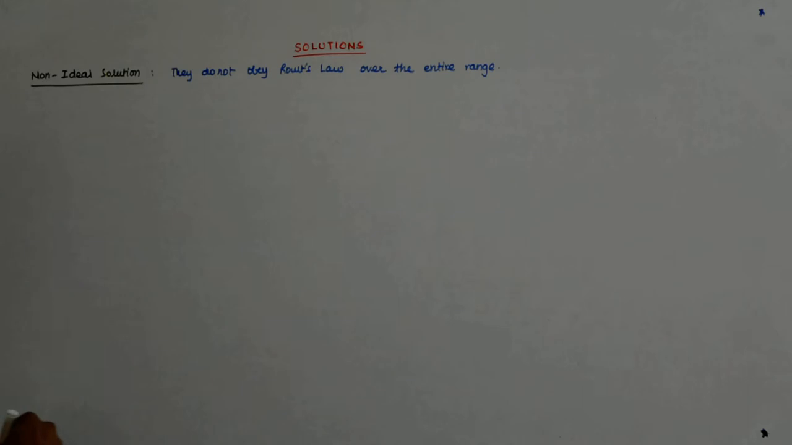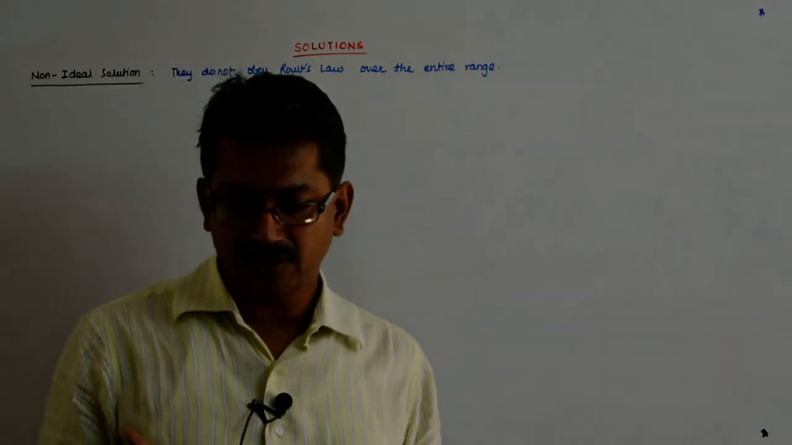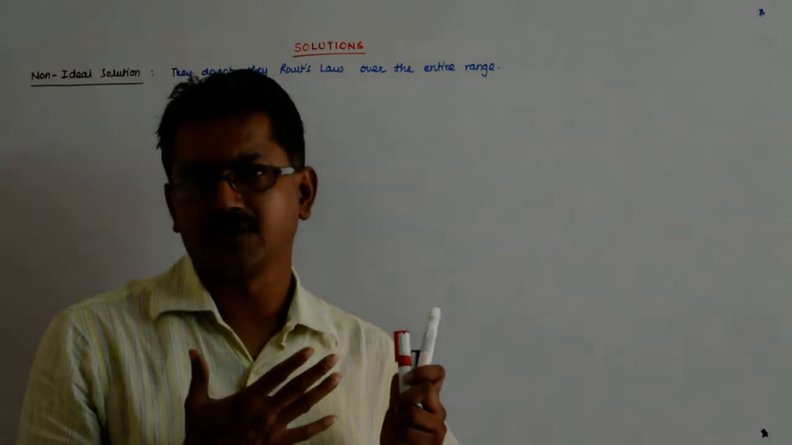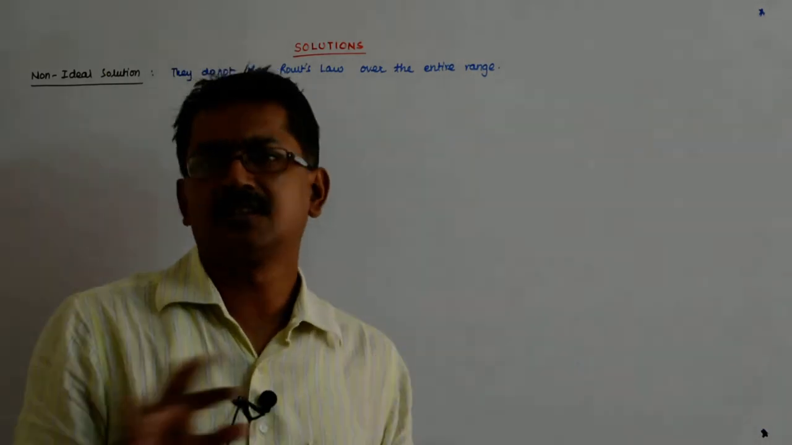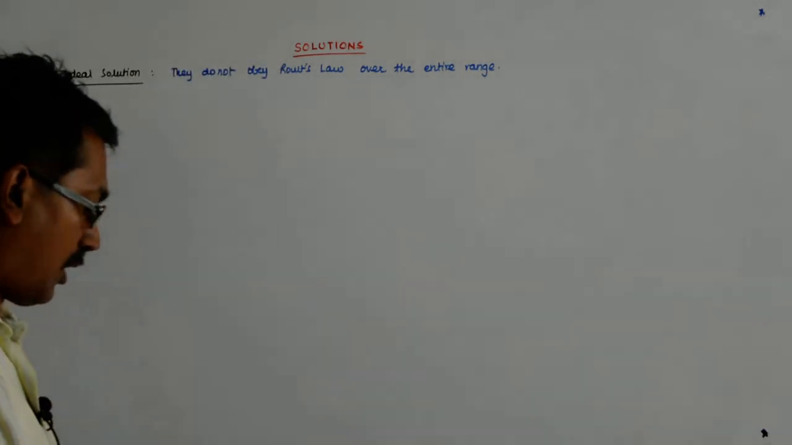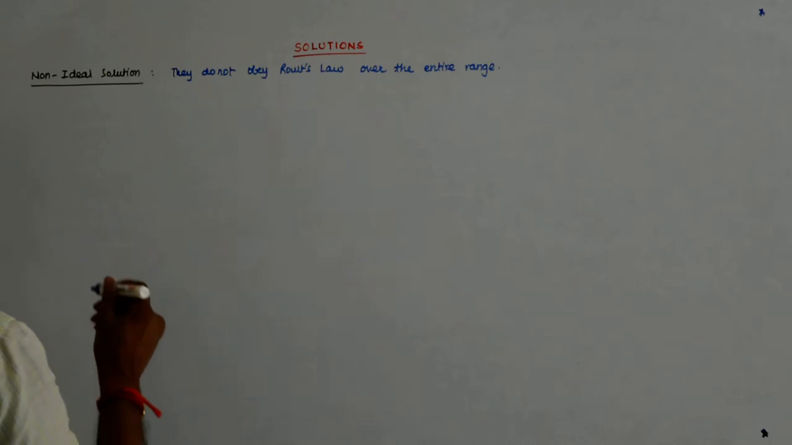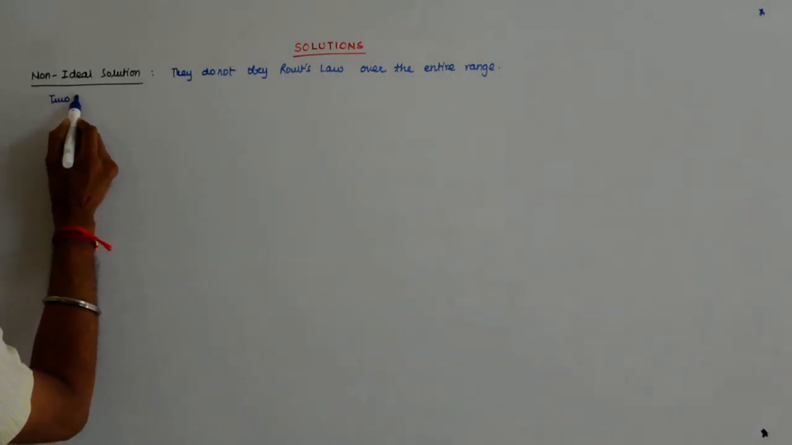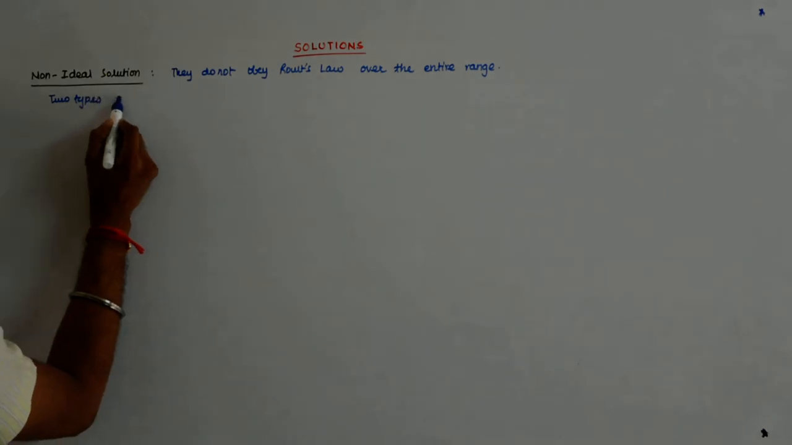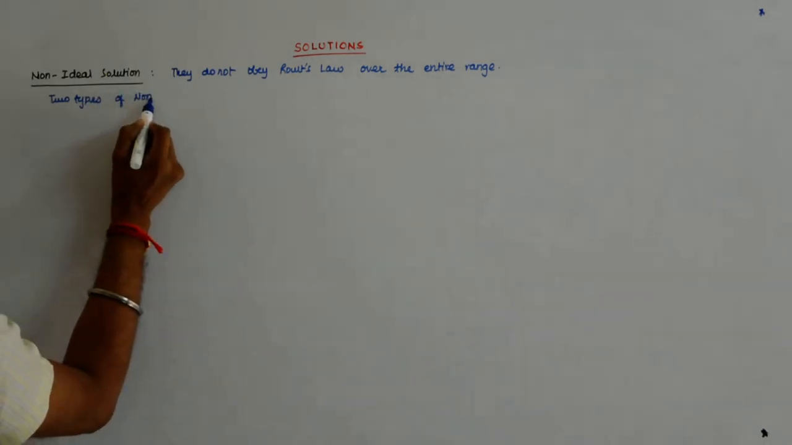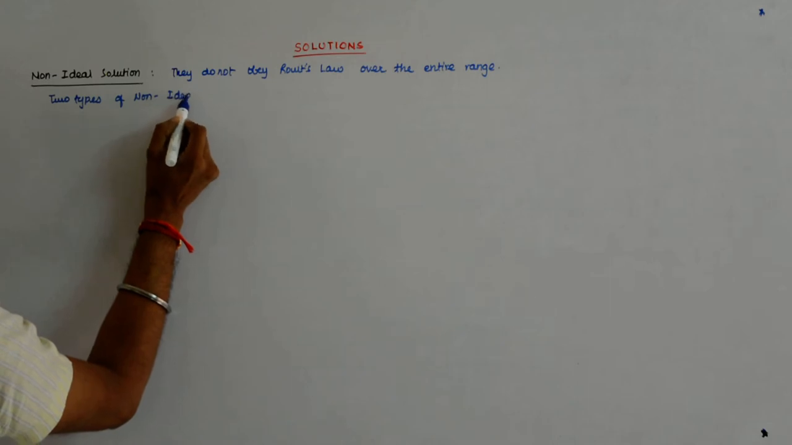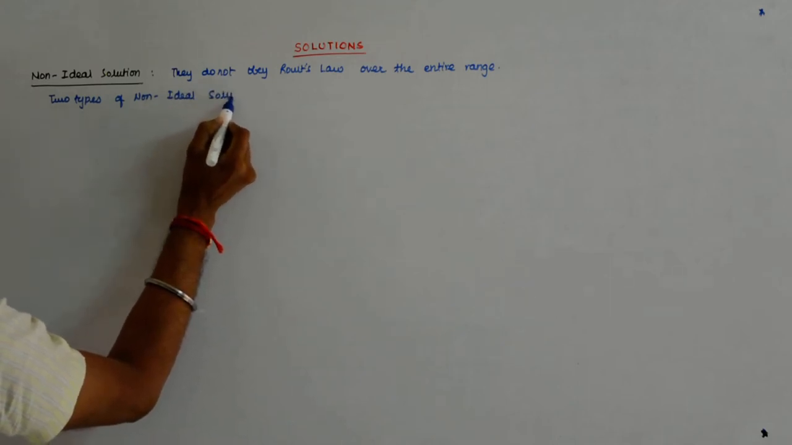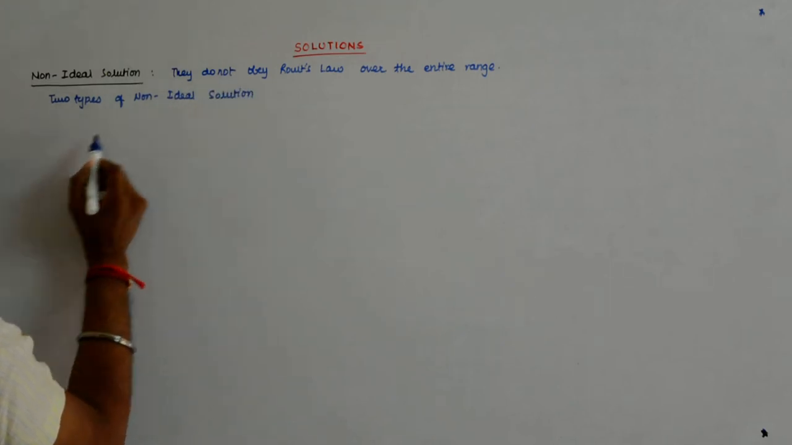So that means there is a deviation from what we actually expect from the ideal solution. In ideal solution, there is just the algebraic sum of them. So what happens here? We have two types of non-ideal solution. What are they?